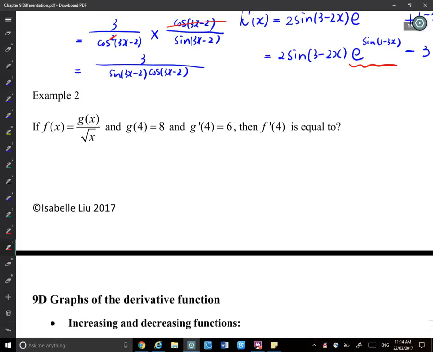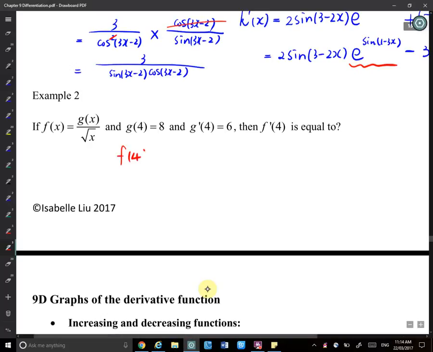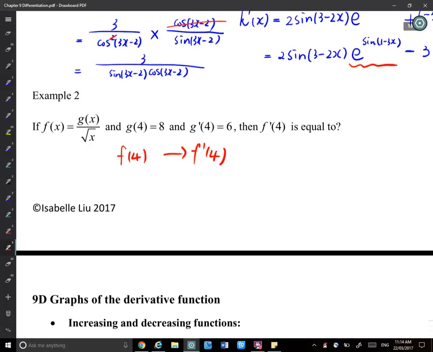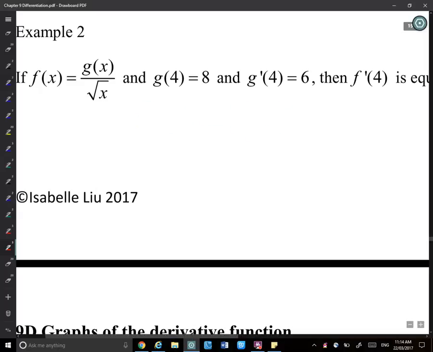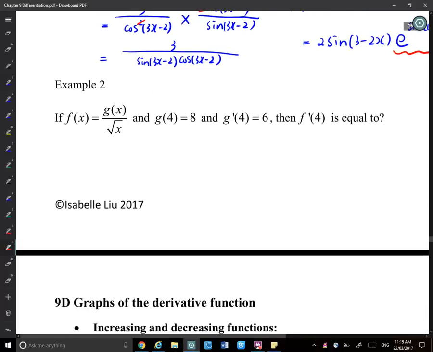I see some students, last year's students, what they try to do is find f4 first, and then they try to differentiate f4. You can't do this. It must be differentiated first, and then you put the value in. Why? Because if you put 4 in first, that's a number. The whole thing becomes a constant, a result, and you're trying to differentiate that result. That becomes 0. So you need to find f dash x first. To find f dash 4, I need to find f dash x.